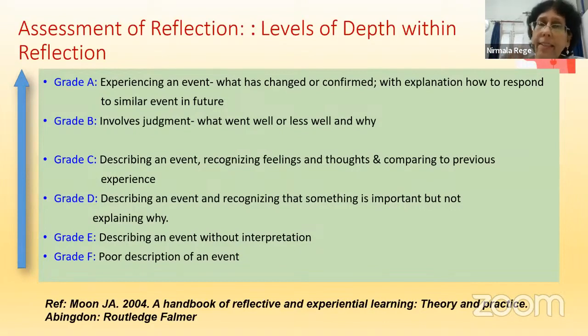Grade E is describing an event, but there is no interpretation of that event. Grade D is describing an event, recognizing that there is something important, but not explaining why. Then grade C is a little further, where they are recognizing their feelings and thoughts and comparing with previous experience. While grade B and grade A go towards the reflection which is critical, the one involving judgment, what went well or less well, and why that happened. And then grade A is looking at what is to be changed and how it is to be confirmed.